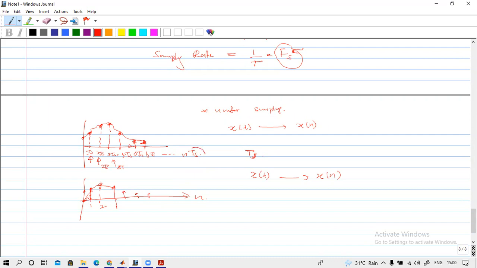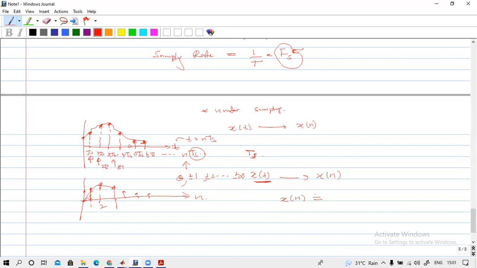That means this Ts is always constant, and this n can take values 0, plus or minus 1, plus or minus 2, and so on, up to plus or minus infinity. So this n can take such values. This is x(t), in the t domain. Ts, 2Ts, 3Ts are in the t domain, so we can say t is equal to nTs.